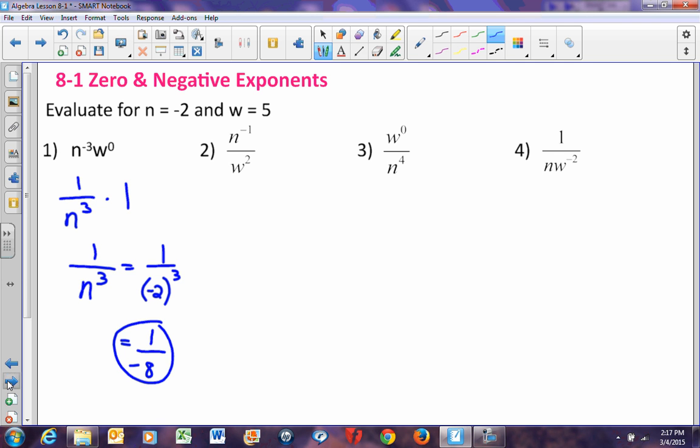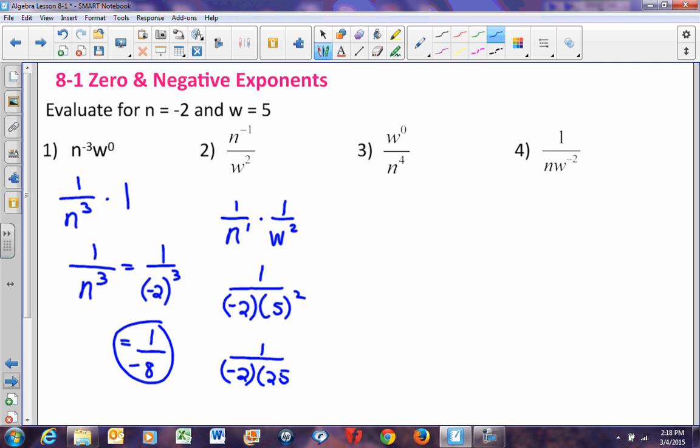So number 2 here, the n to the negative first is negative. So that's going to become 1 over n to the first times 1 over w to the second. So basically 1 over n times w squared. So that's 1 over n, which is negative 2, times w squared, which is 5 squared. So I have 1 divided by negative 2 times 25, which equals negative 1/50.